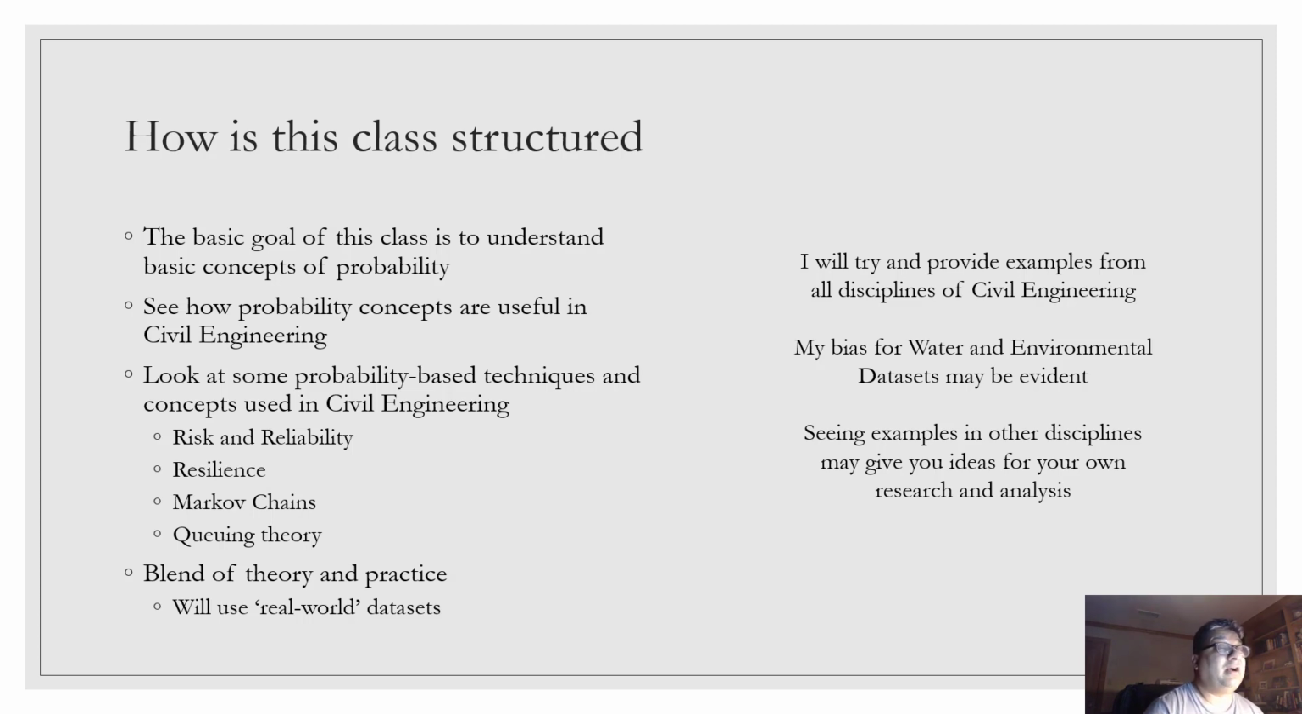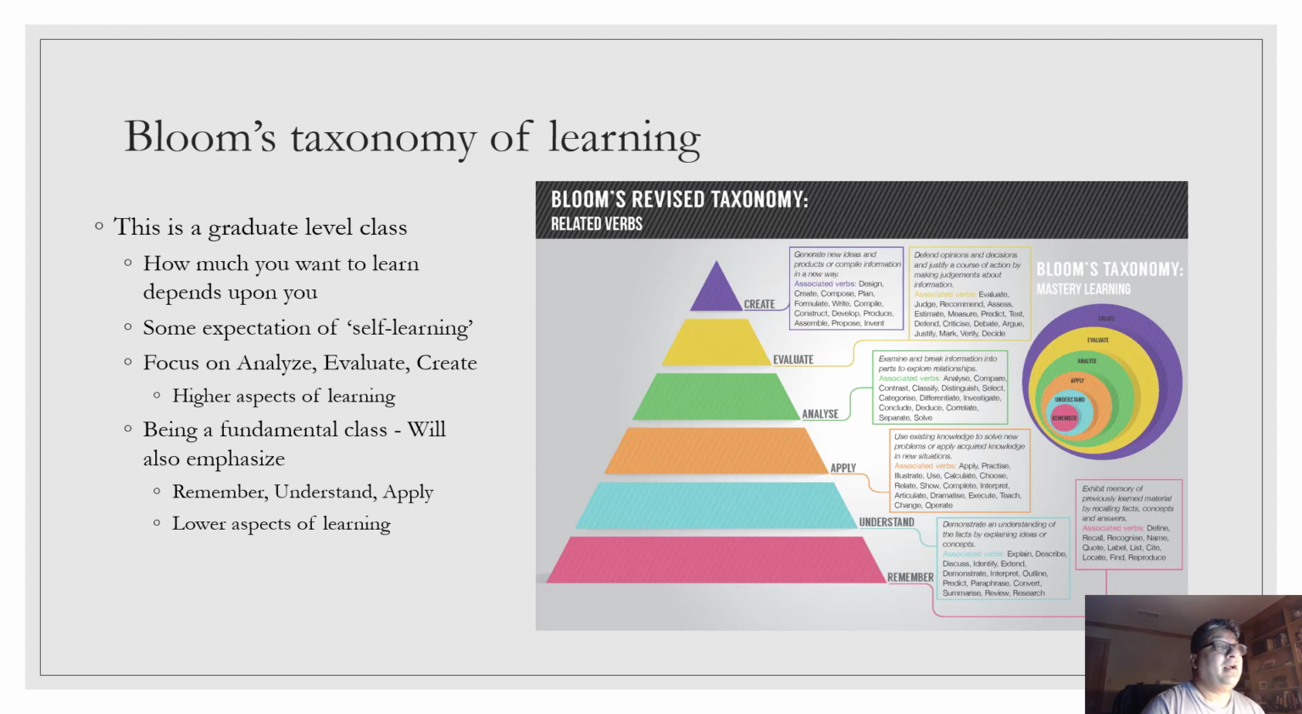And again, the way I typically structure my classes is using what's called Bloom's taxonomy. Bloom's taxonomy tells us the basic levels of skills that we need to have as part of our learning. So we start off with remembering things. These are very basic concepts that you need to know, that you need to recollect and remember.